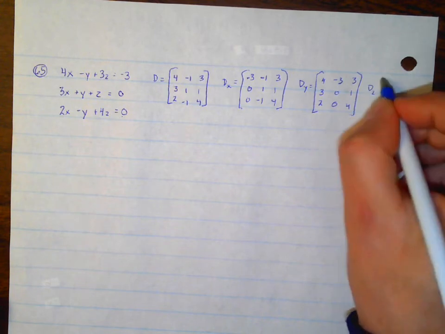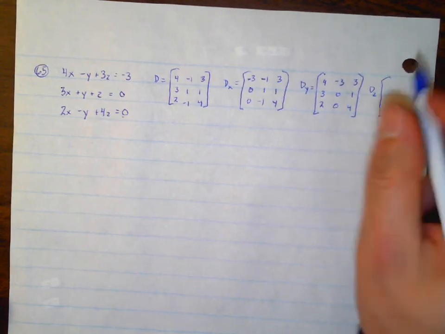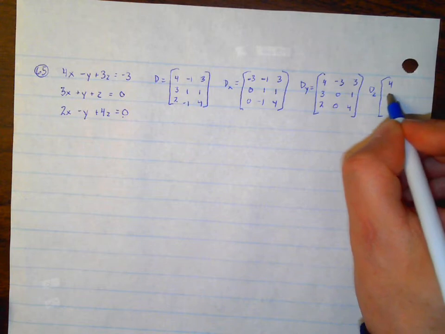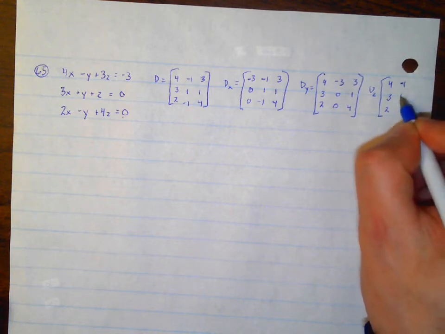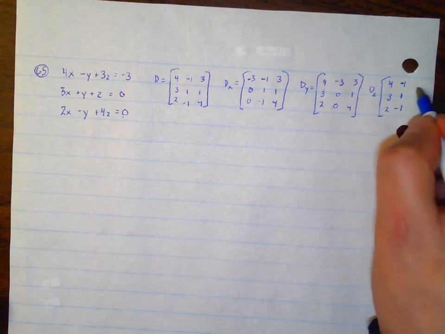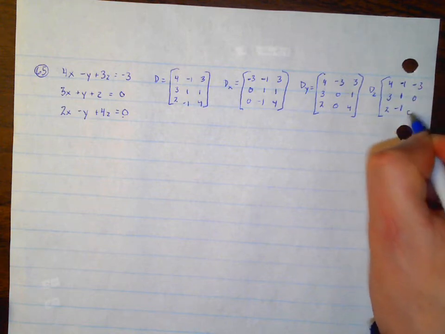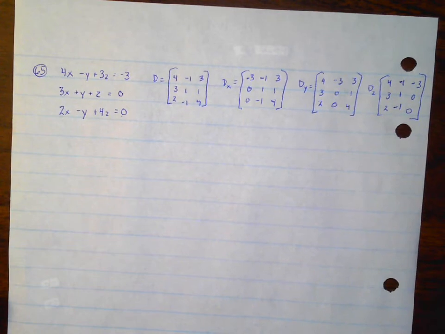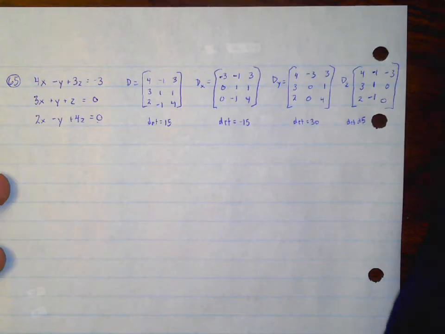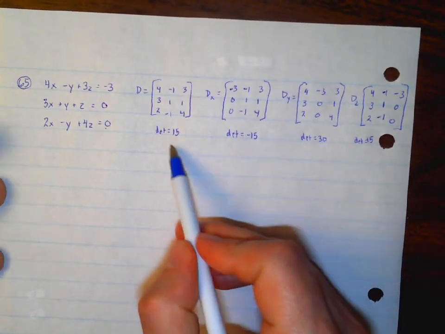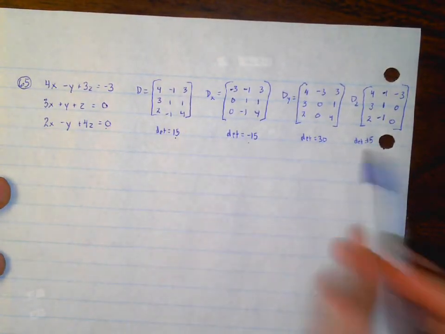And the Dz has the x's first, and then the y's, and then the constants. Okay, so we have to find all those determinants. Okay, and going to Desmos, to find these determinants here.